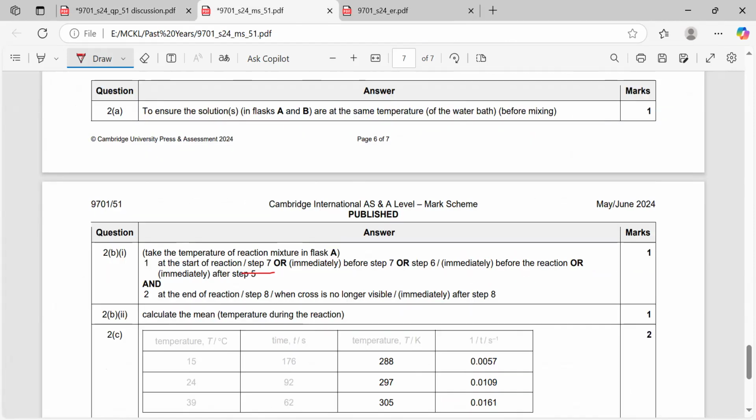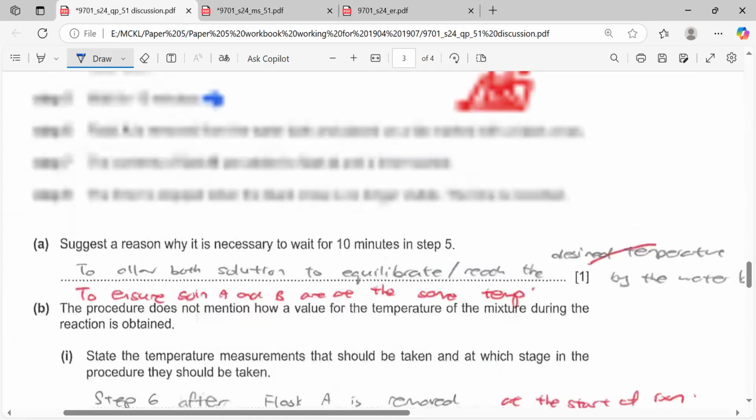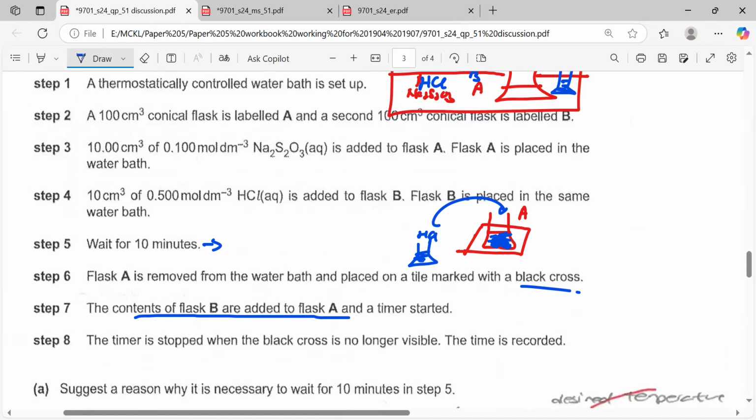Or they said step 6, immediately before the reaction. Okay, so maybe for this part I can get my marks, because they said immediately before the reaction. I took the temperature reading before adding HCl, so maybe I have fulfilled this part. Or they accept immediately after step 5. Let's look back at what step 5 is. Immediately after step 5 means after you wait for 10 minutes, you can take the temperature reading already. So I think they are quite lenient on this part.